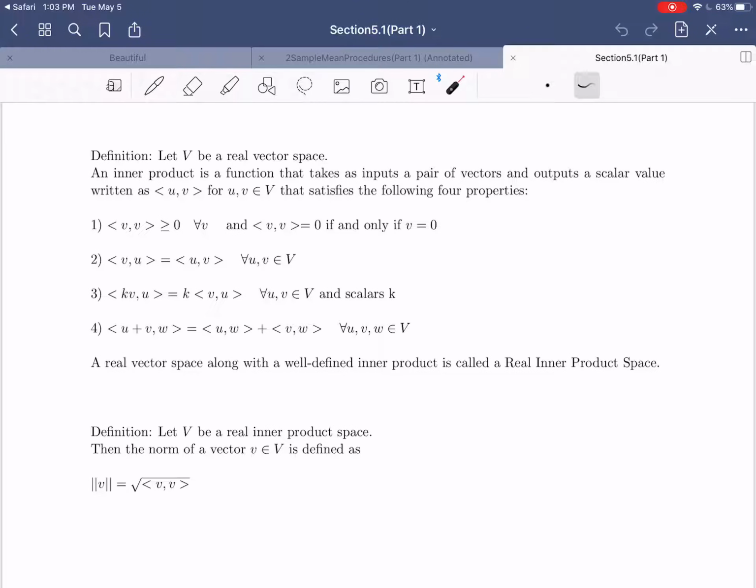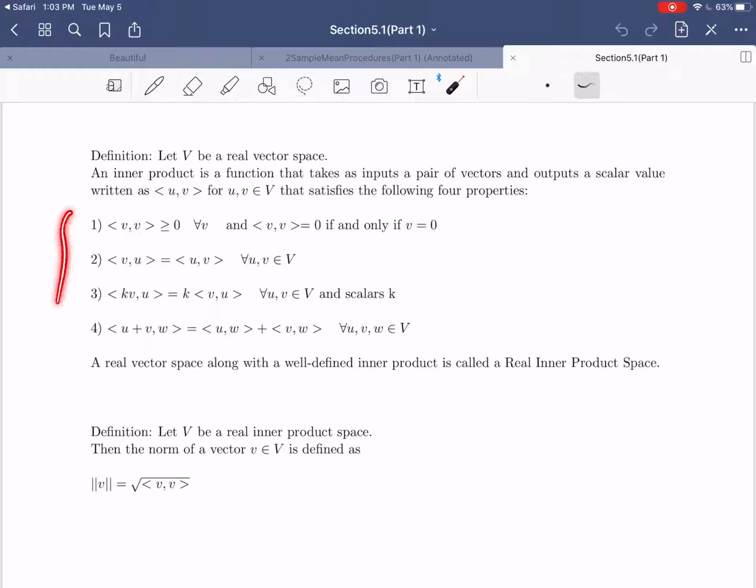So an inner product is simply a function that takes as inputs a pair of vectors and outputs a scalar value. And it is written as brackets u comma v for u and v as vectors. And to be considered an inner product, it has to satisfy these four properties. Before we start to discuss those four properties, do just keep in mind what an inner product is doing, right? An inner product is taking in two different vectors from your vector space, and it outputs a value, just a scalar value.